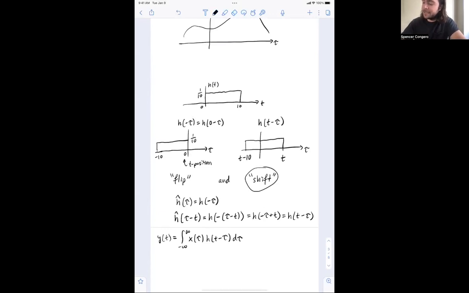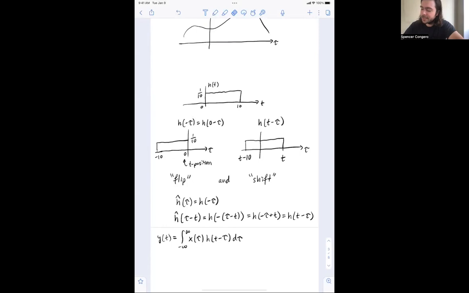So this is the t position in this drawing. But then when we shift it to get h of t minus tau, it's pretty easy. We just take that t position, that 0 point, and move it left or right so that it's situated on t. Maybe t here is 3, for instance. All right, so that's how we get our hands on these two functions, x of tau and h of t minus tau.